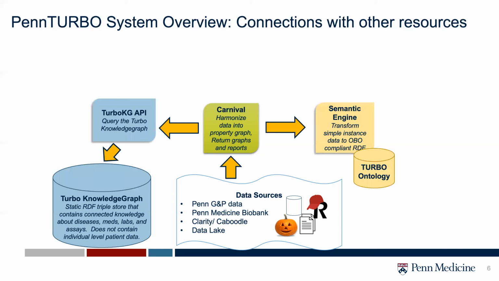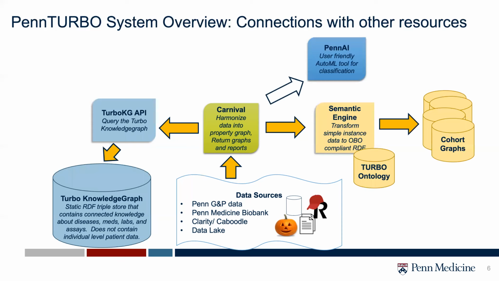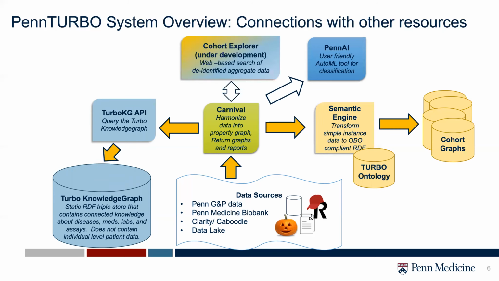Then Carnival transforms that instance data to be OBO compliant and then exports to cohort graphs, which can then be accessed for future use. Carnival also extends and connects to Penn AI, which is described in detail on another presentation in this series. And finally, PennTURBO supports a cohort explorer that supports end-user search of aggregate data in a web-based platform.